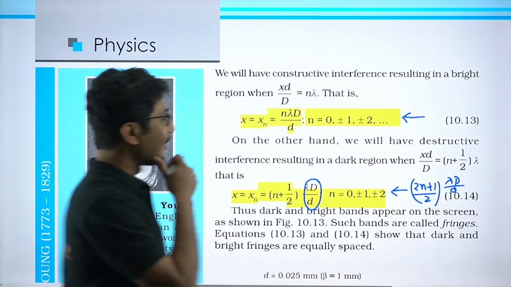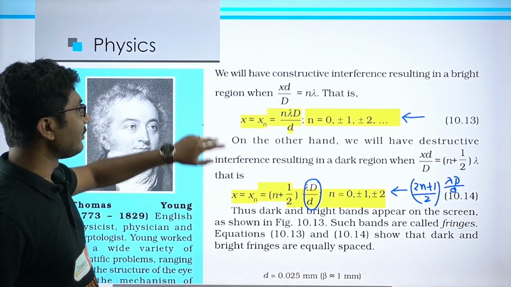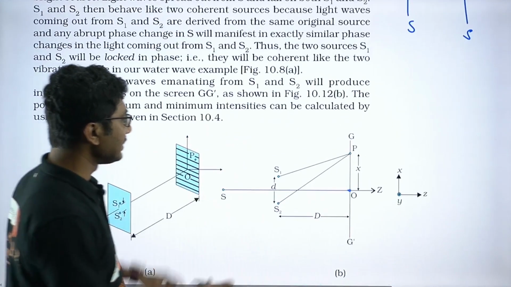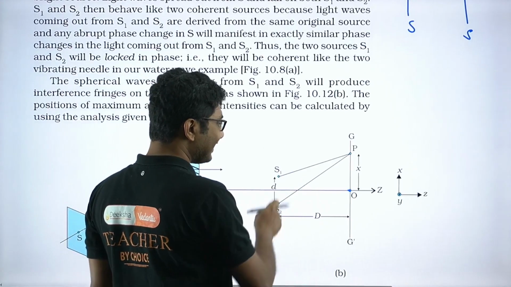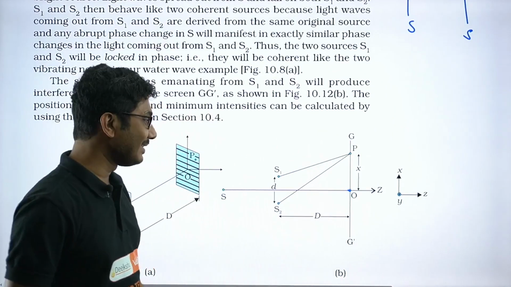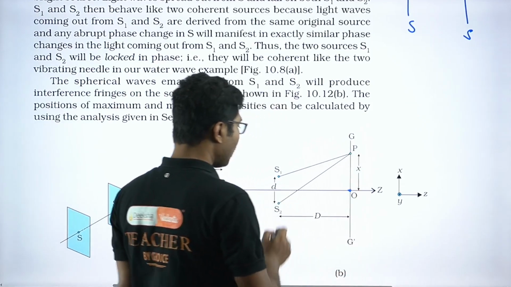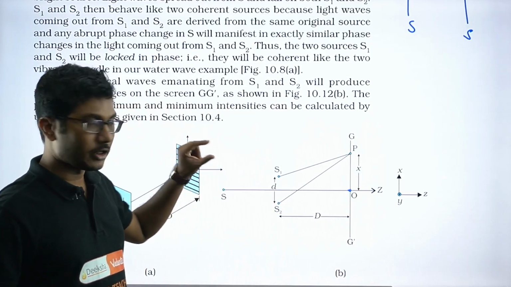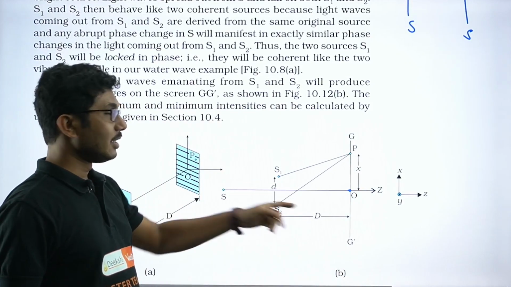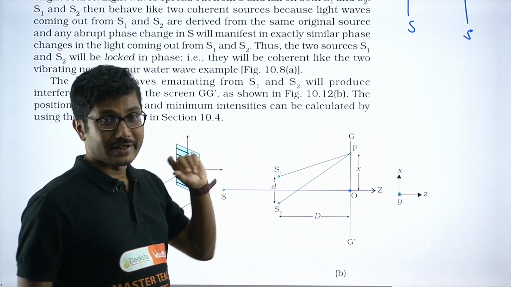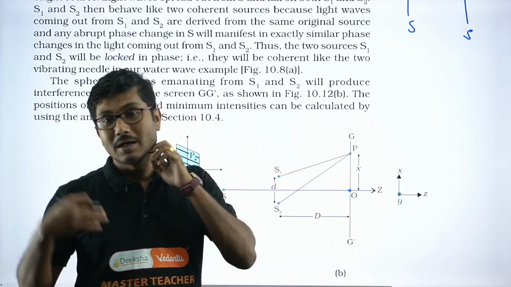Now capital D is the distance between the slits and the screen. Here it is a screen where you are observing. And small d is the distance between the sources. Small d, as the symbol suggests, is very small, whereas capital D is large.